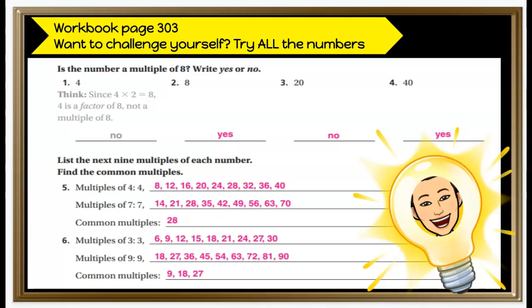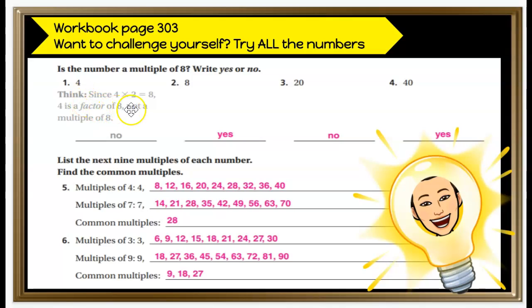Let's start on page 303. We're going to try with number 1 because it's already given to us. It is asking, is the number a multiple of 8? We're going to write yes or no. The number is 4.